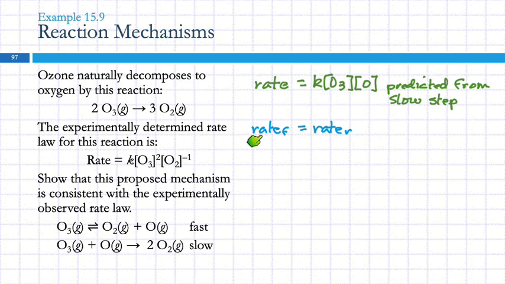Well, we can predict a rate law for the forward reaction. It's going to be a constant times O3. So we'll call that the forward rate constant, and we've got the concentration of O3. That has to equal the reverse rate, which is going to have a different rate constant, and the reverse reaction, right, will be O2 times O.